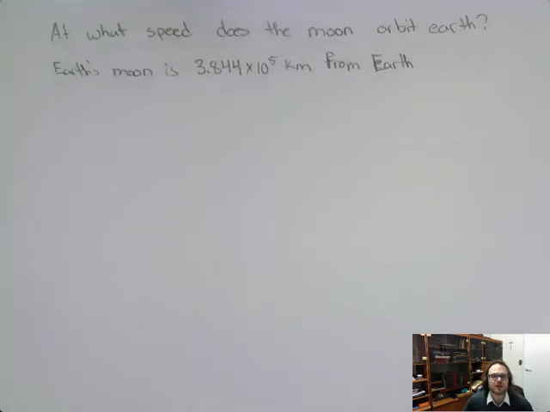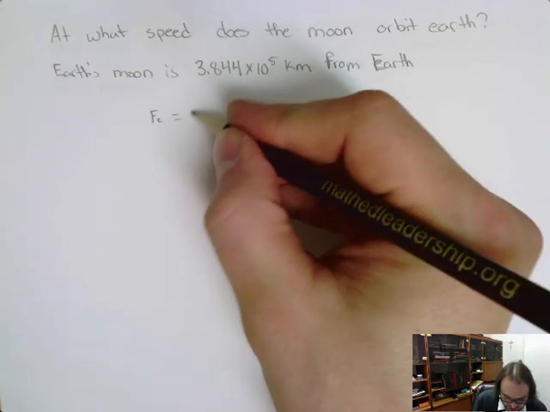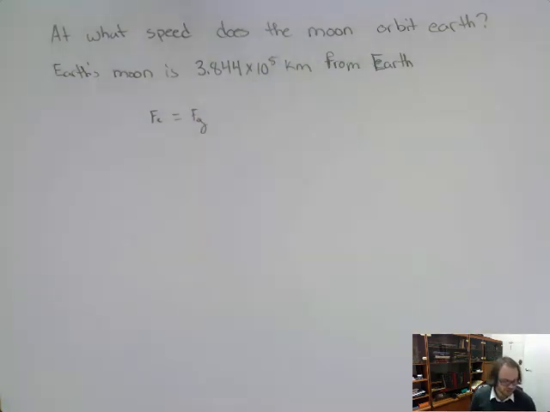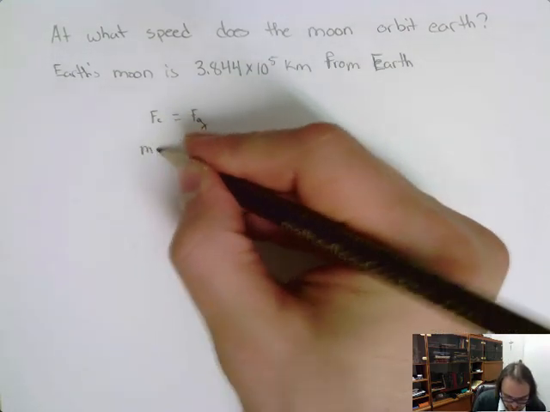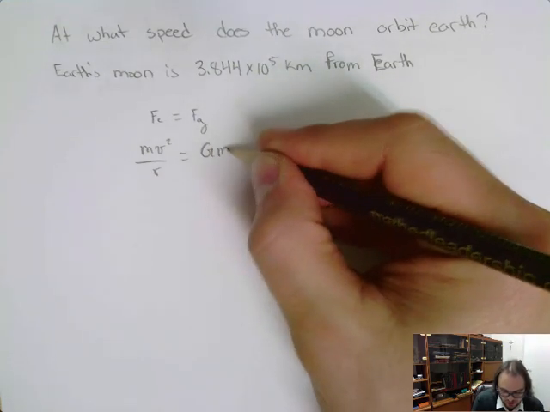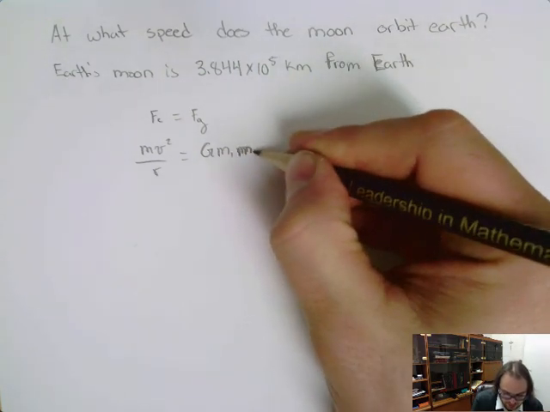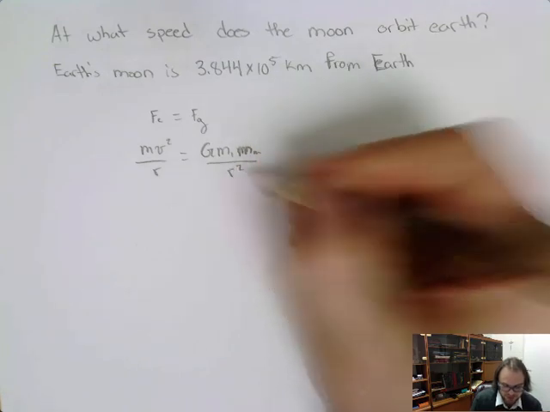My first question here is: at what speed does the moon orbit Earth? Earth's moon is in orbit around 3.844 times 10 to the 5 kilometers from Earth. Well, let's figure this out. So once again, we're going to set it up how we should always set it up. We're going to say my centripetal force is equal to my gravitational force. So once again, my centripetal force, mass times velocity squared divided by my radius, is equal to my gravitational constant multiplied by the mass of my big planet, in this case Earth, multiplied by the mass of my moon, all divided by the radius between them squared.